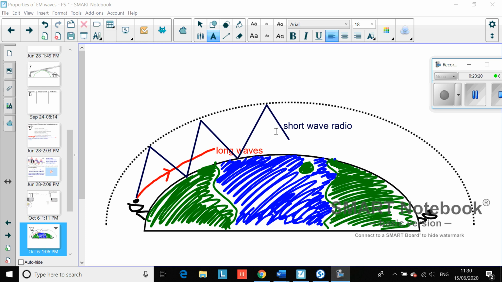And we'll just actually add in ionosphere, so you know actually what you're talking about. There it is. Okay, so that's just part of the atmosphere. Okay, so once again, pause the video and do that now, please.